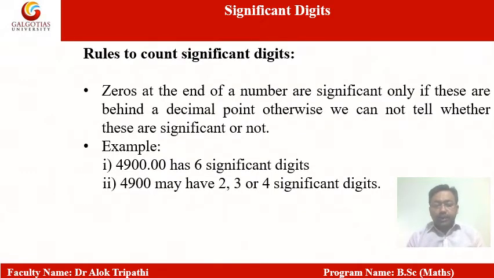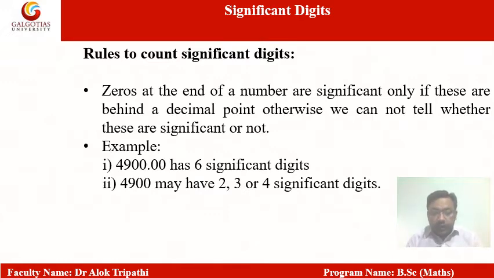One more rule is remaining. Zeros at the end of a number are significant only if these are behind a decimal point. Otherwise, we cannot tell whether these are significant or not. Like in the last example, we have seen that the number 4900 may have 2, 3 or 4 significant digits.